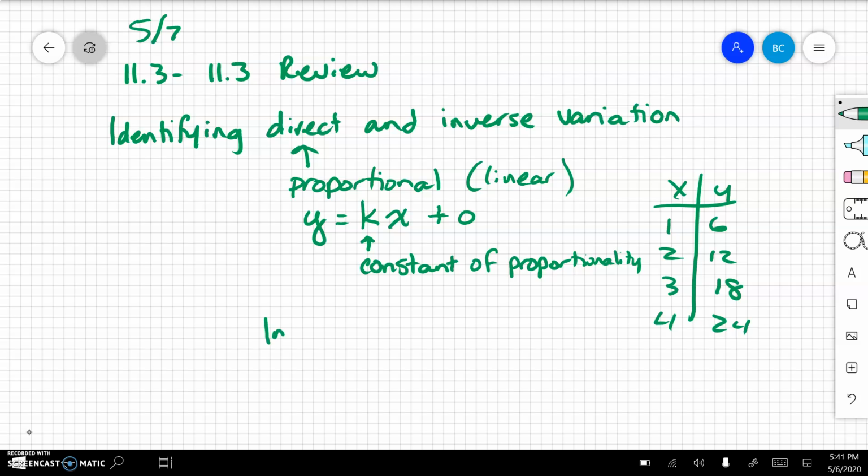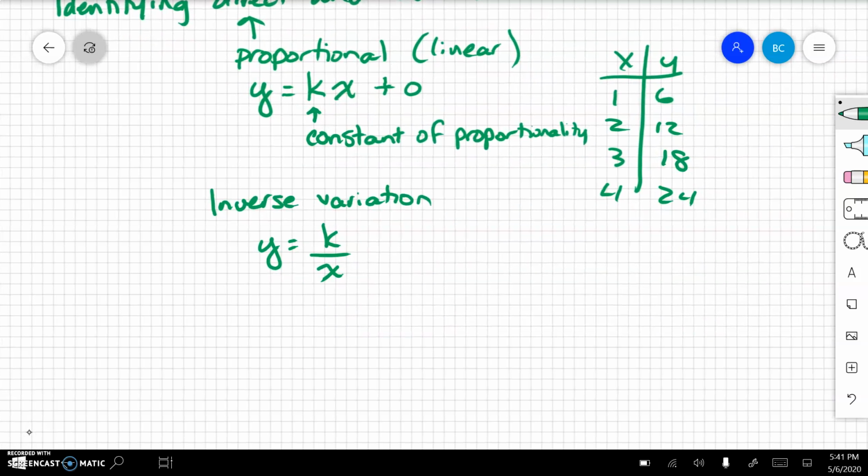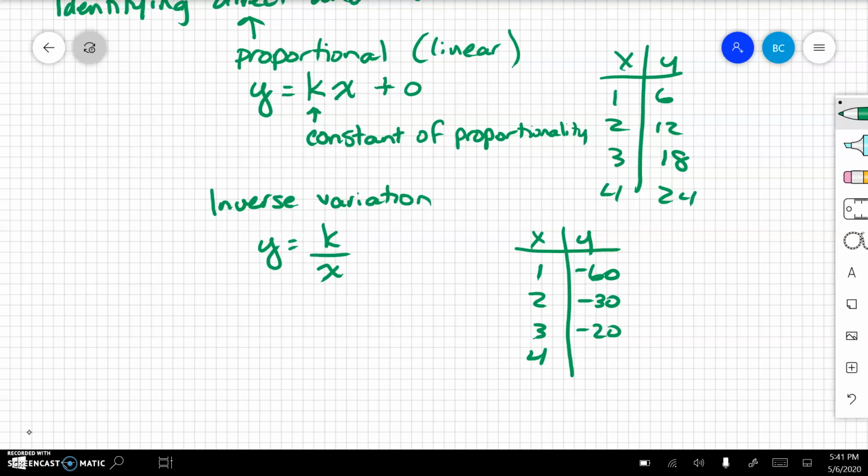For inverse variation, y also varies with respect to x, but it is like this. So the x is in the denominator. So for example, on problem number 1, there was a table that was 1, 2, 3, 4, negative 60, negative 30, negative 20, and negative 15. So I can't multiply x times something to get to y, but I can divide some constant by x to get to y.